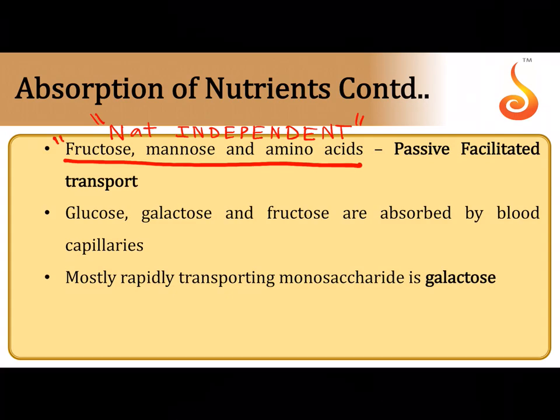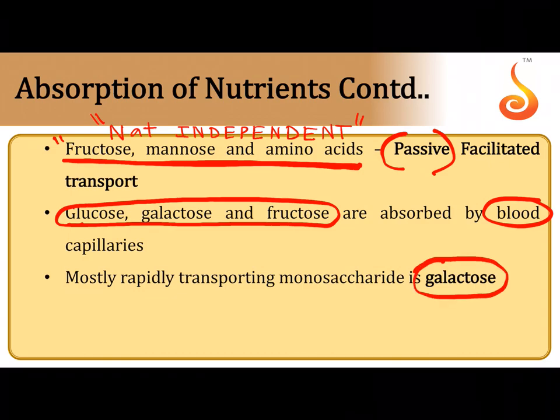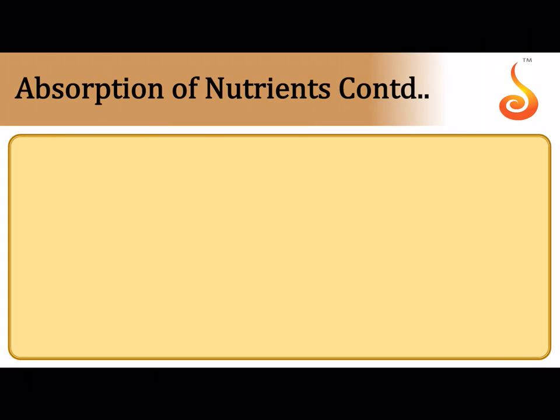And here, since fructose, mannose and amino acids are entering into the mucosal cell, or the cell of your intestine, without sodium's help, we call it passive facilitated transport. Okay, and then all these substances, once they collect inside the cell, ultimately enter into the blood capillaries, and among them the most rapidly transporting one is galactose. However, galactose requires sodium support and therefore it requires energy. And what type of facilitated transport is it? It is active facilitated transport.